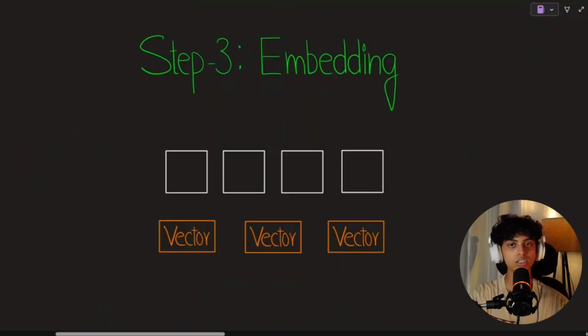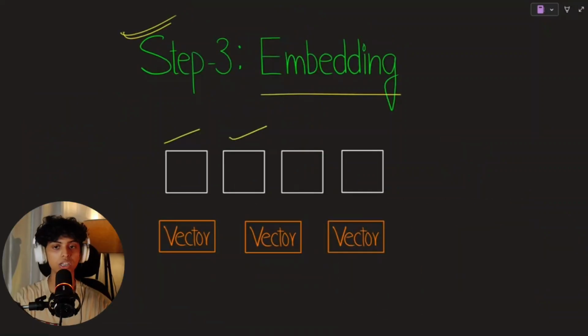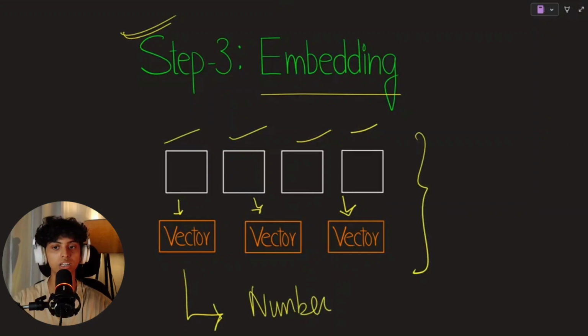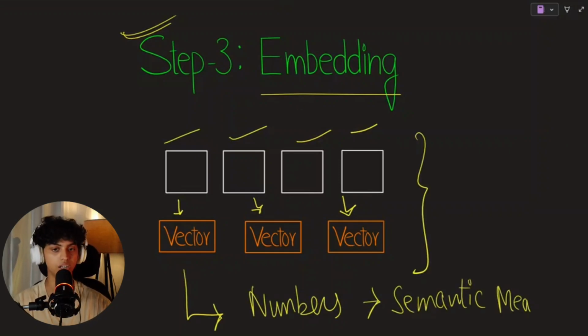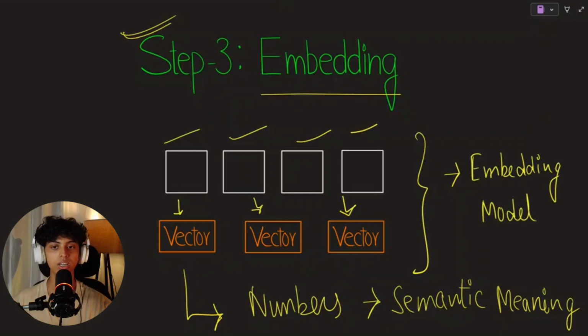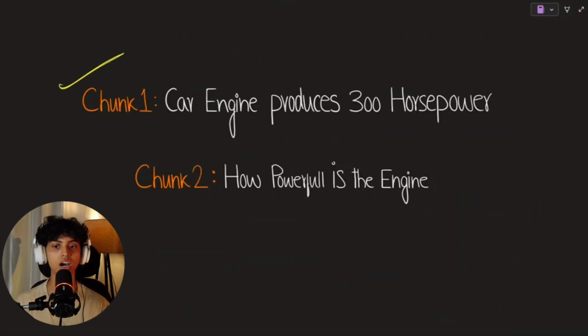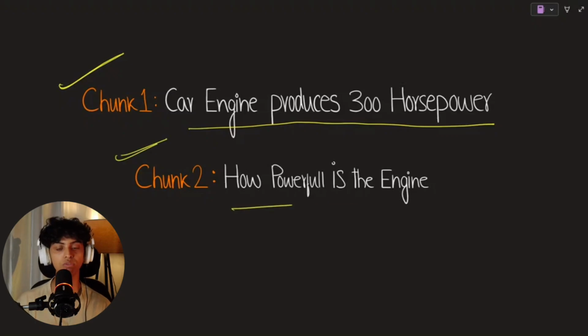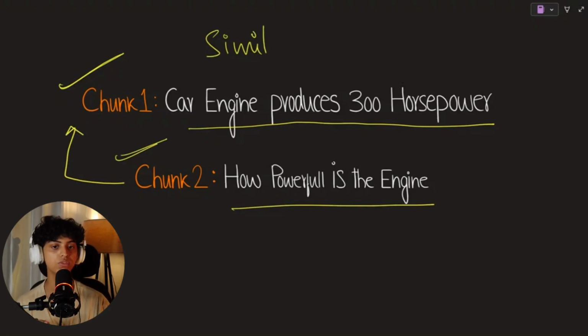Then the third step is embedding. So each chunk gets converted into a vector, which is a list of numbers that captures the semantic meaning of that text. And this is done by an embedding model. So the key insight here is chunks with similar meaning end up with similar vectors. So if your chunk says the car engine produces 300 horsepower and someone asks how powerful is the engine, then those two pieces of text will have similar vectors even though the words are different.